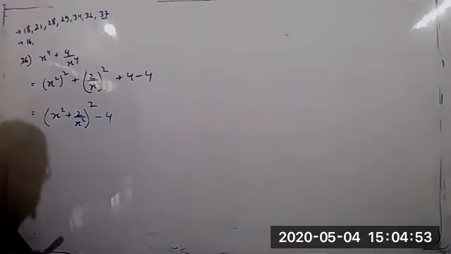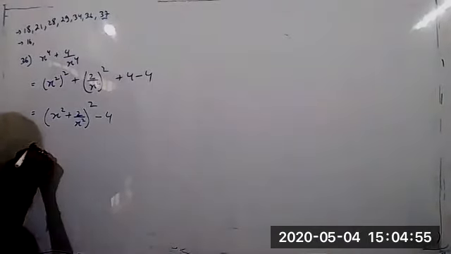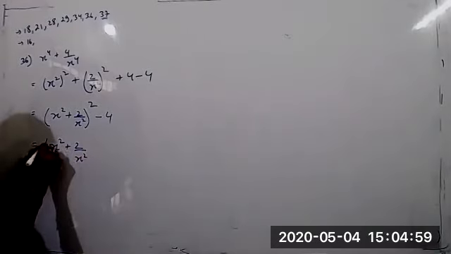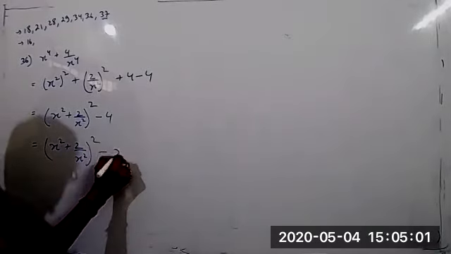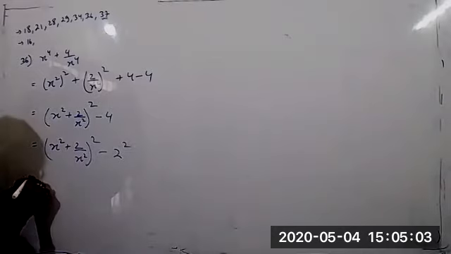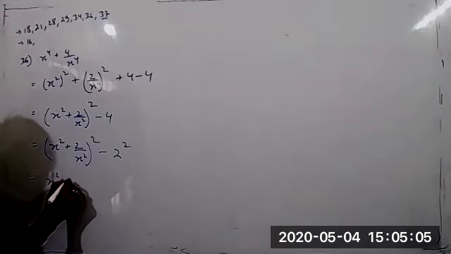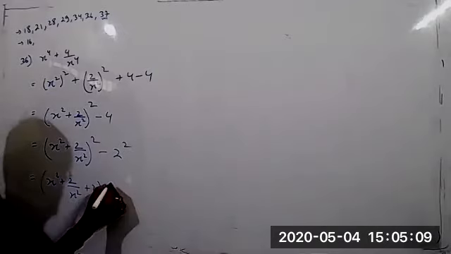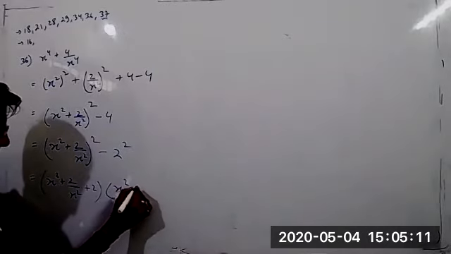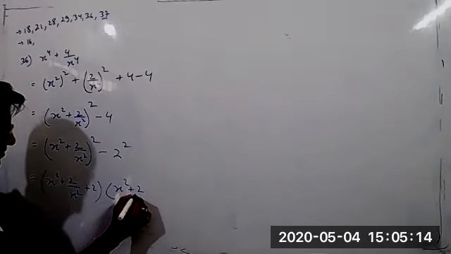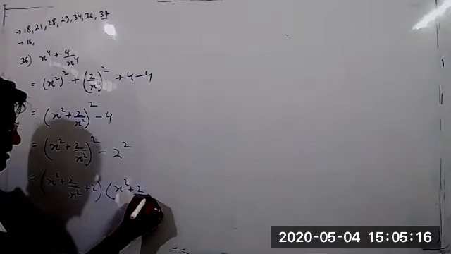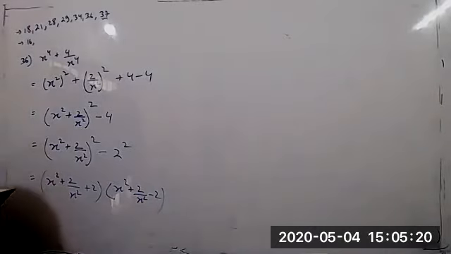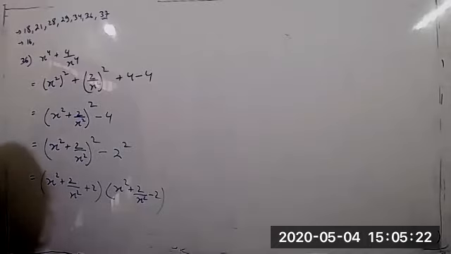Now next, x square plus 2 by x square, the whole square, minus 2 square. So that's in a square minus b square format. So x square plus 2 by x square plus 2 and x square plus 2 by x square minus 2. Please write it down.